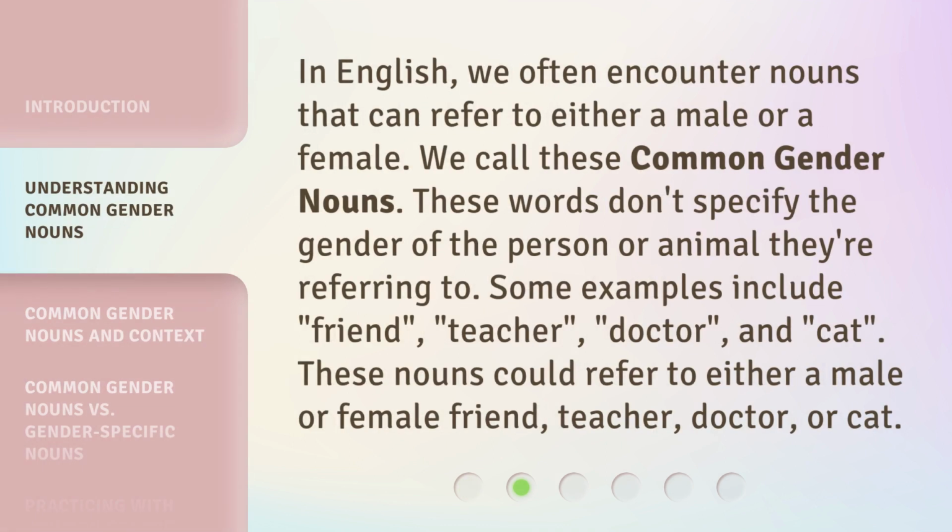In English, we often encounter nouns that can refer to either a male or a female. We call these common gender nouns. These words don't specify the gender of the person or animal they're referring to. Some examples include friend, teacher, doctor, and cat. These nouns could refer to either a male or female friend, teacher, doctor, or cat.